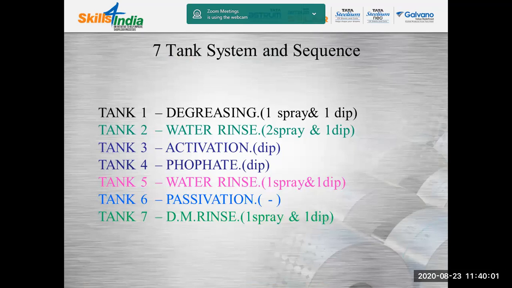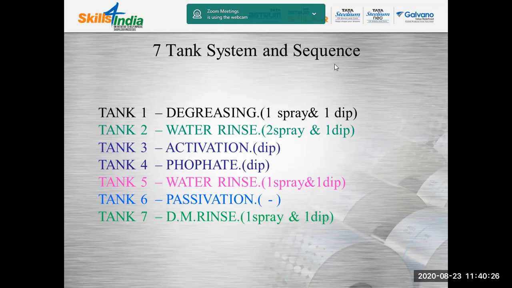So many times we have heard somebody is using a 7-tank system, somebody is using a 3-tank system. So what is the difference between 3-tank, 4-tank and 7-tank? This is basically the number of tanks used for the surface treatment.